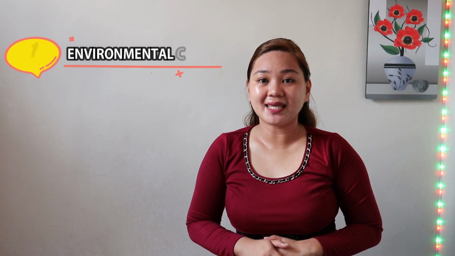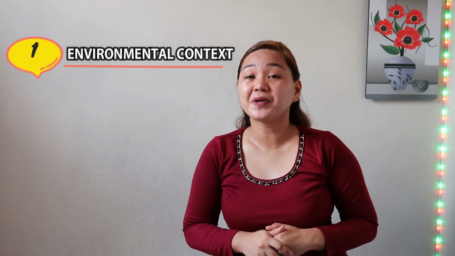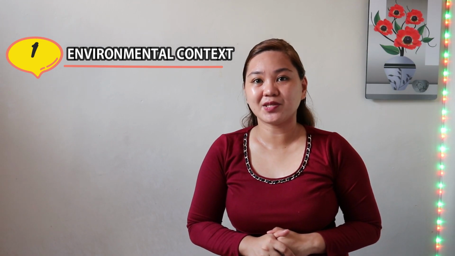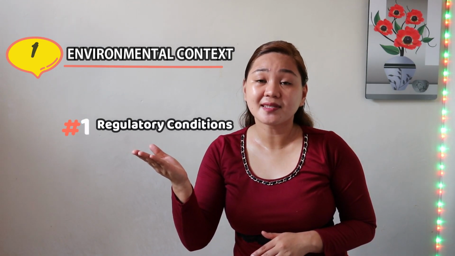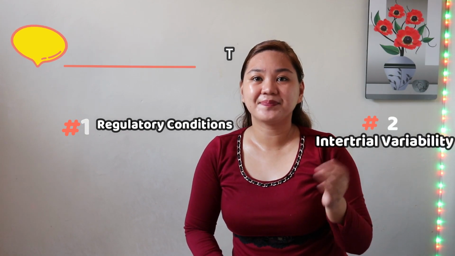Number 1, the environmental context. The first dimension of Gentile's taxonomy is the environmental context in which a person performs a skill. Two characteristics are involved in this dimension. We have number 1, the regulatory conditions, and number 2, the intertrial variability.